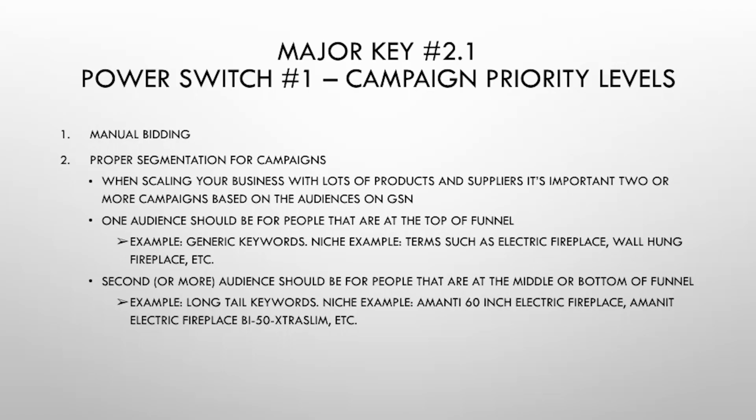So within campaign priority levels, number one, I highly recommend using this when you're doing manual bidding. Next is the segmentation within your campaigns when scaling with lots of products. The reason why you want to tell Google what campaigns to look at first is we can set up different types of audiences within the shopping network to tell them to look at different campaigns.